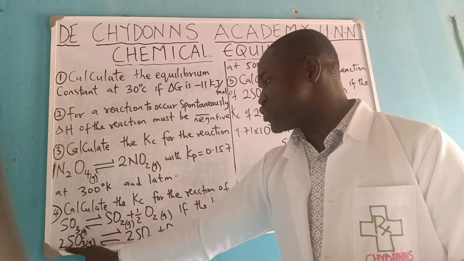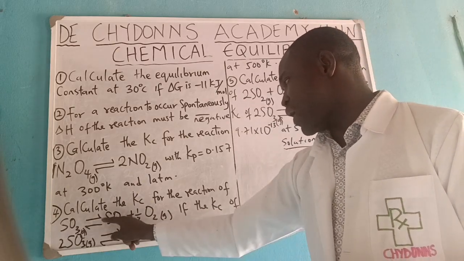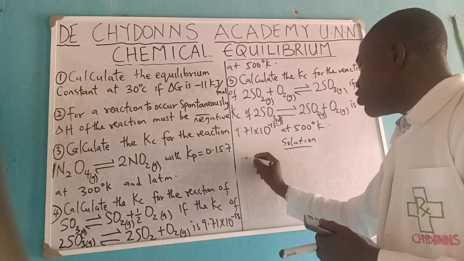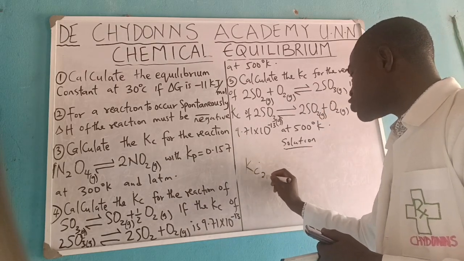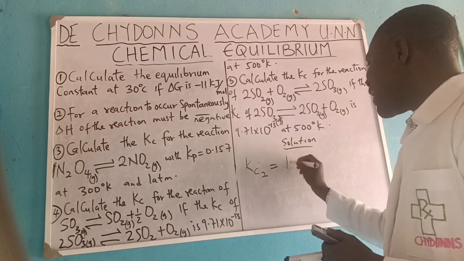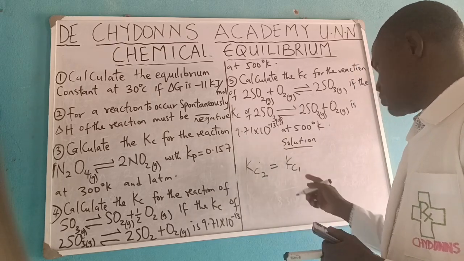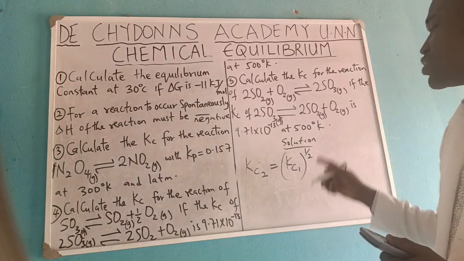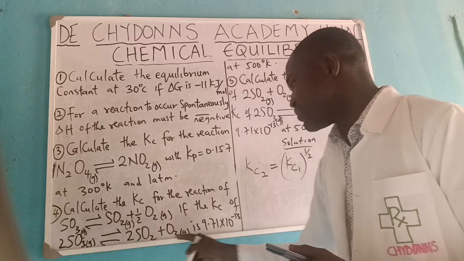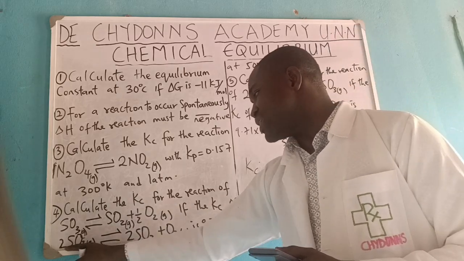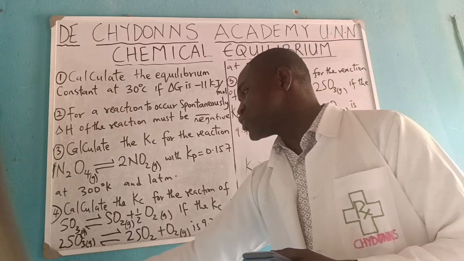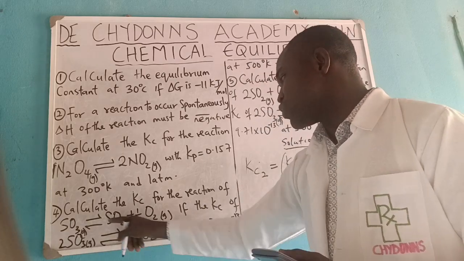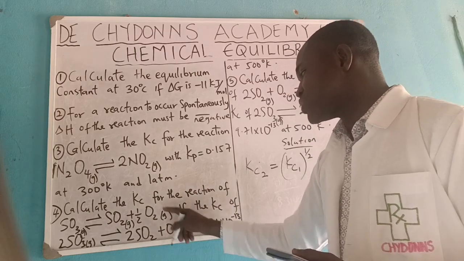If you divide this by 2, you have this. Divide this by 2, you have this. That means my new Kc2 will be equal to my Kc1 raised to the power of half, because the number I use to get this is by dividing this by 2. So 1 over 2 times this will give me this.